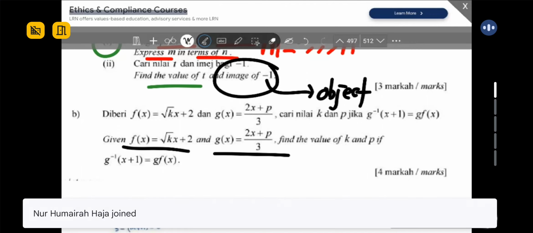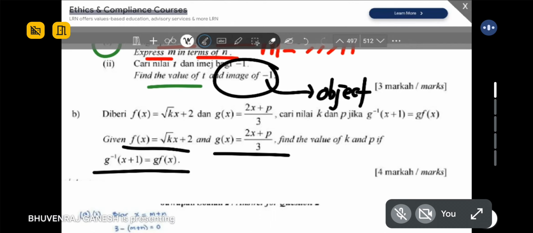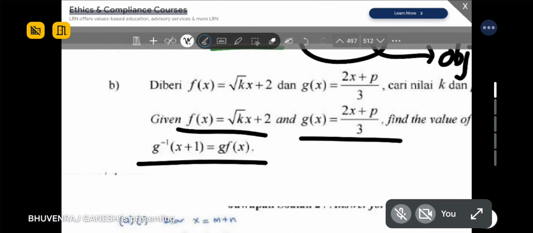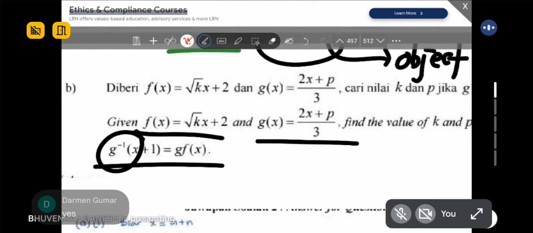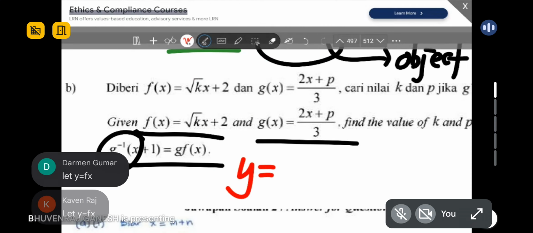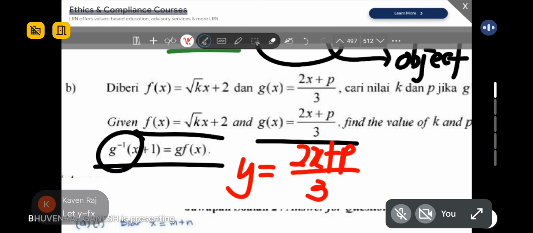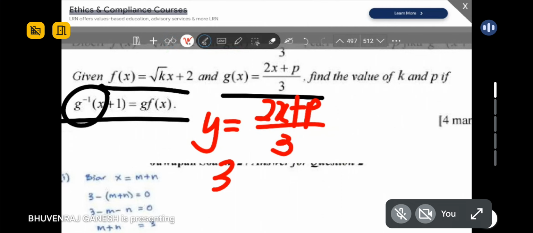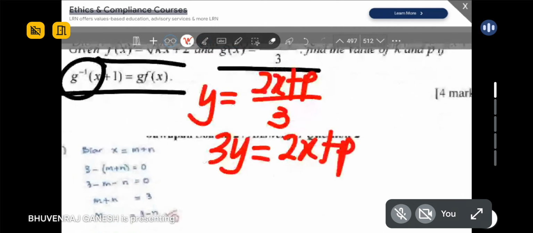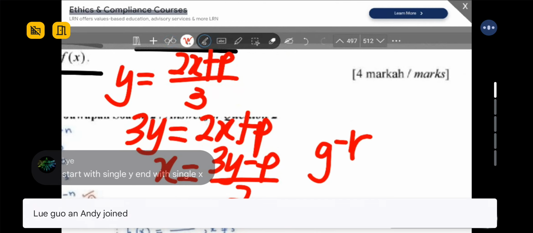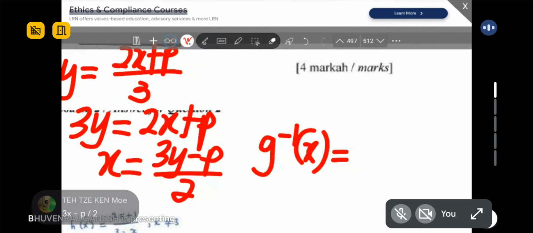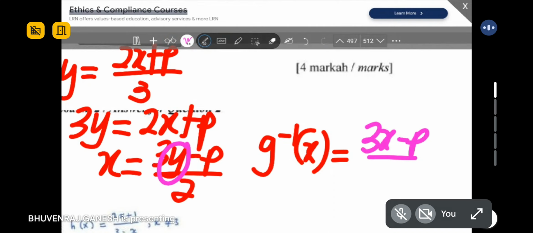Okay, next one. They give you these two functions. They ask you to find the value of k and p. Okay, so you need to solve this equation. First step, you must find inverse function, fungsi songsang. Do you all still remember, guys, how to do inverse function? Masih ingat tak how to do fungsi songsang? First step, you must let y. So y equal to (2x + p)/3. Or y equal to f(x) also can. Okay, so now you find your x. So you just solve for x. So you will get this one. So this is your inverse function, fungsi songsang. g inverse of x is equal to all the y, right, guys? You change to x. Whatever y you see, just change it to x. So (3x - p)/2.